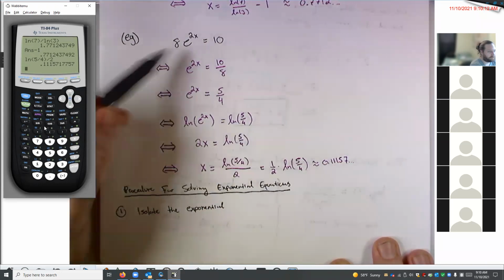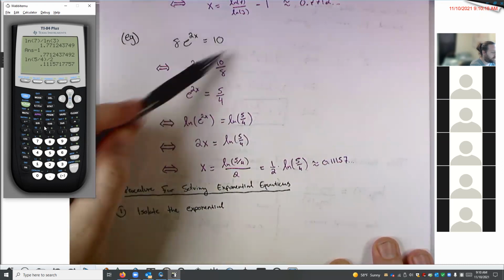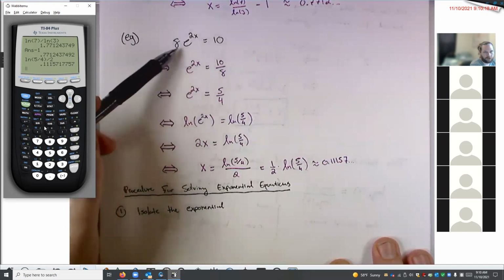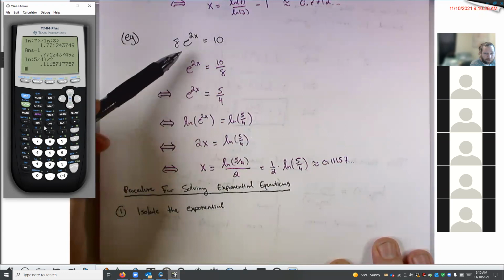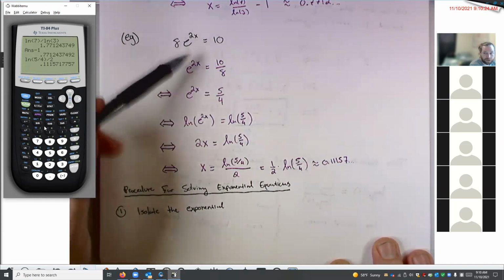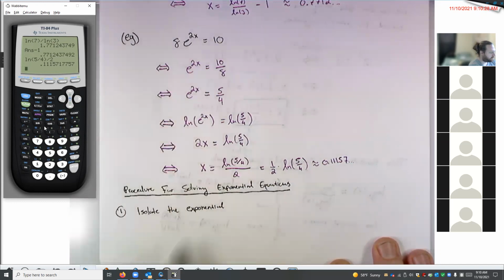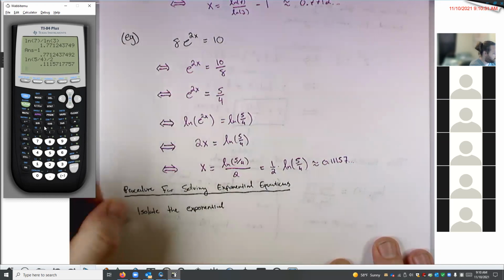All right, I had to get rid of the 8 first. If you try to jump in and take logs here before getting rid of the 8, you need to be extremely careful how you handle the ln of 8 times e to the 2x. It can be done, but it gets messy. So much smarter to isolate the exponential first.